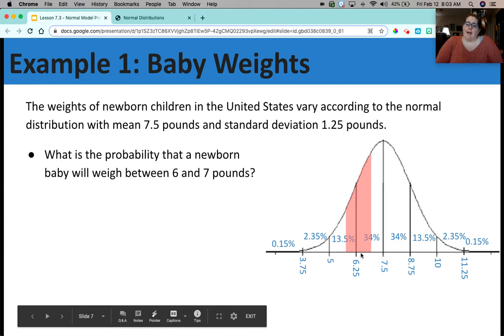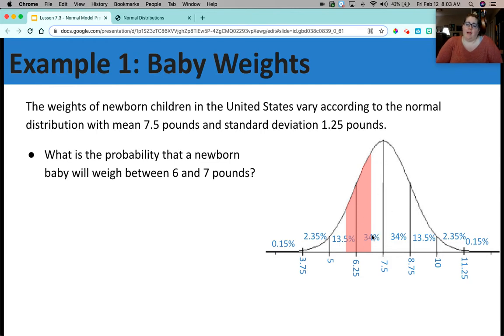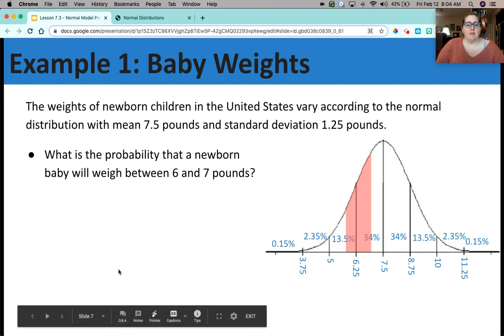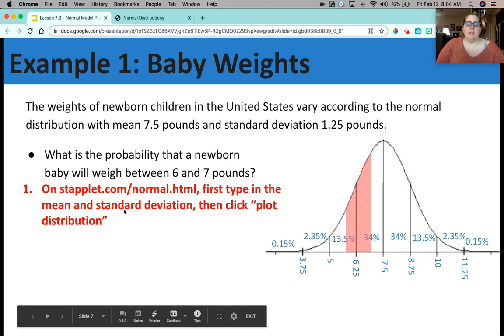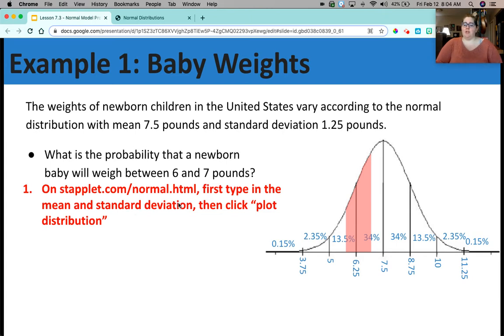I could try to use my empirical rule to estimate that. That looks like half of that area, and that looks like maybe a third of that area. I could try to figure it out that way, but that's a lot of work, and we can get a more exact answer by using a calculator website. So I'm going to go to statlet.com/normal.html, and I'm first going to type in the mean and standard deviation for this particular problem. That's always going to be your first step.